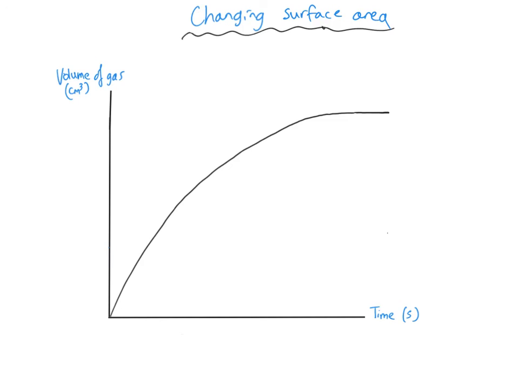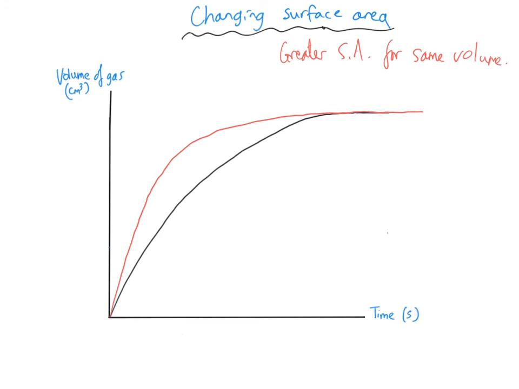And the final situation to look at is about surface area, because we know that surface area affects rate. So if we have a greater surface area for the same volume of a particular solid, what we would have is a faster rate of reaction. So the rate of reaction would be faster, but we'd end up at the same point on here. So we've made what we're going to make faster, but we've made the same amount. And if it was a smaller surface area, the rate of reaction would be slower and the gradient would be more gentle.